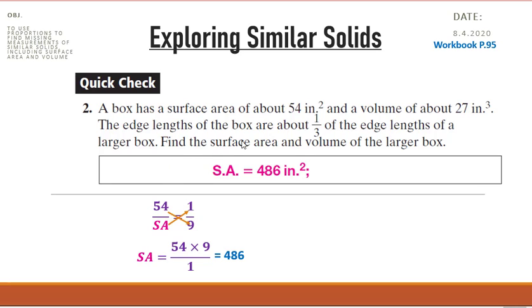Ahmed, this is the square of 1/3 because this is the surface area. The ratio of areas is the square of the ratio of length. The ratio of the length is 1/3. Square it, you will find 1/9.